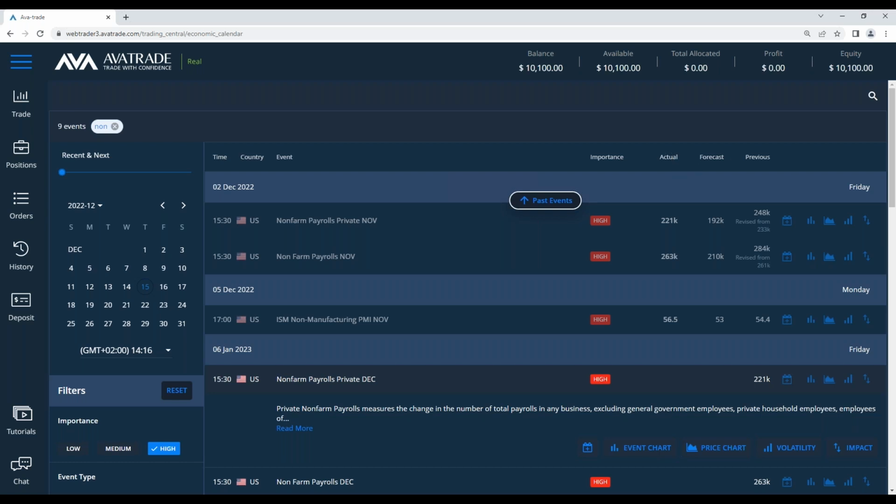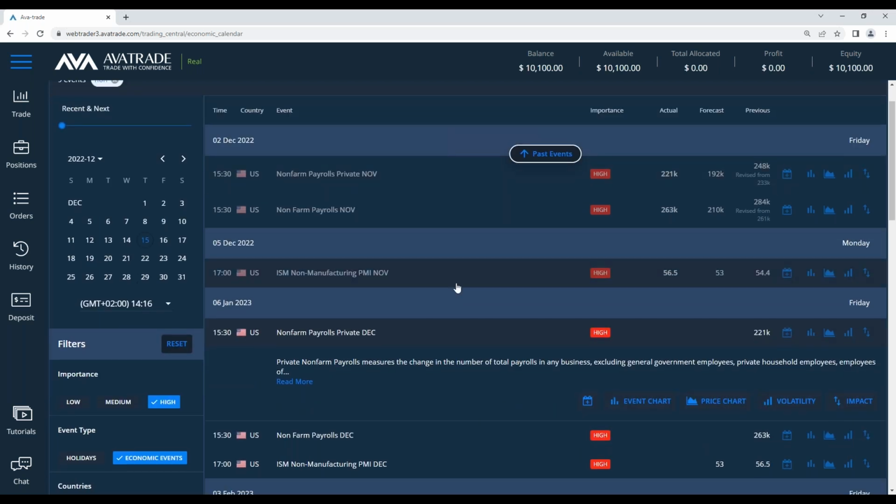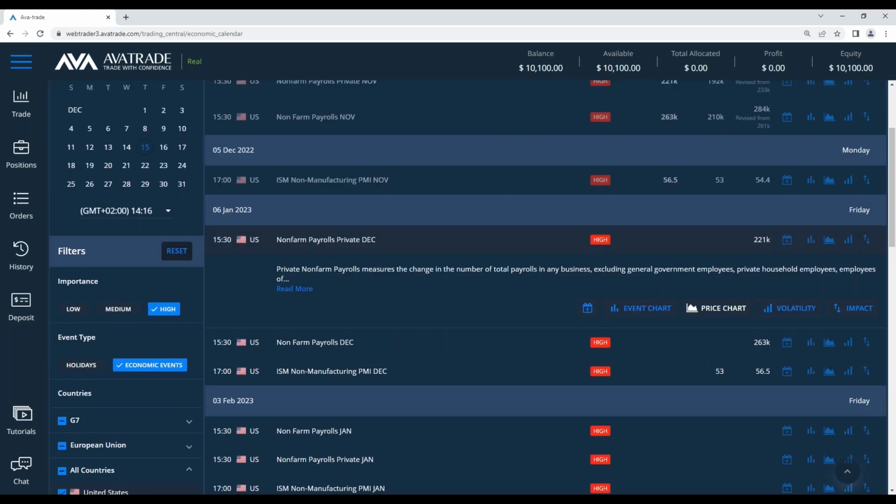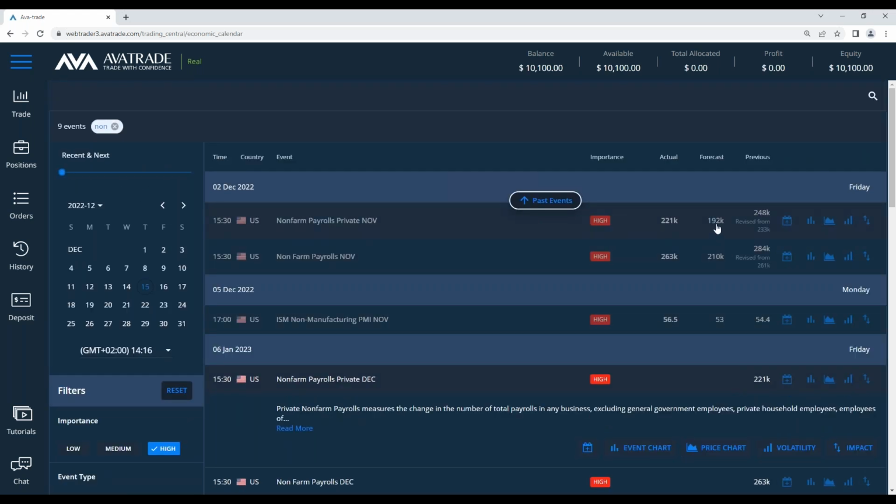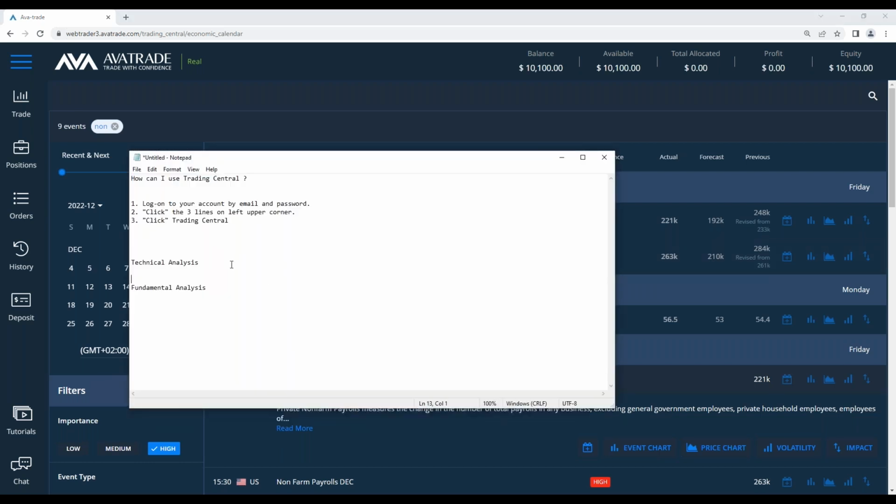Obviously, we have to understand that, for instance, if the forecast is a certain number, we still don't have the forecast, but never mind. Let's take something that already happened. So if the forecast is 210,000, and the actual was 263, that means that there is more employment than the forecast. So if there is more employment, what do you think? Is that a good thing for the currency or a bad thing?